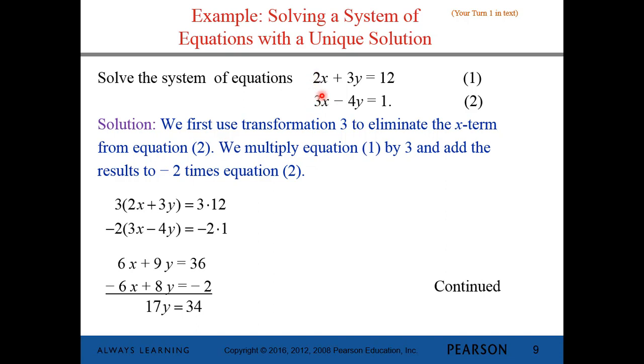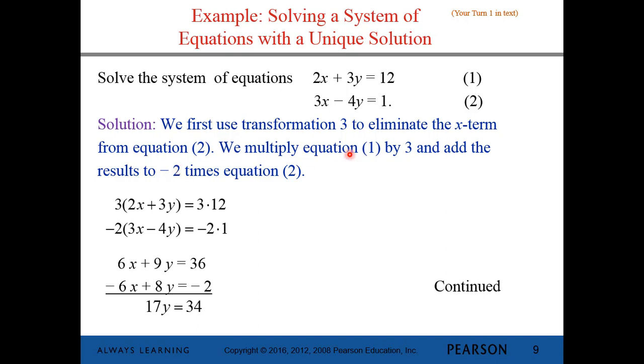Well, we've got a 3 here and we've got a 2 here. If we multiply this equation by 3, we'll get a 6. And if we multiply this equation by 2, we'll get a 6. Well, that means we just have to use some opposite value. So in this case, we're going to multiply equation 1 by 3, and then we're going to multiply equation 2 by negative 2.